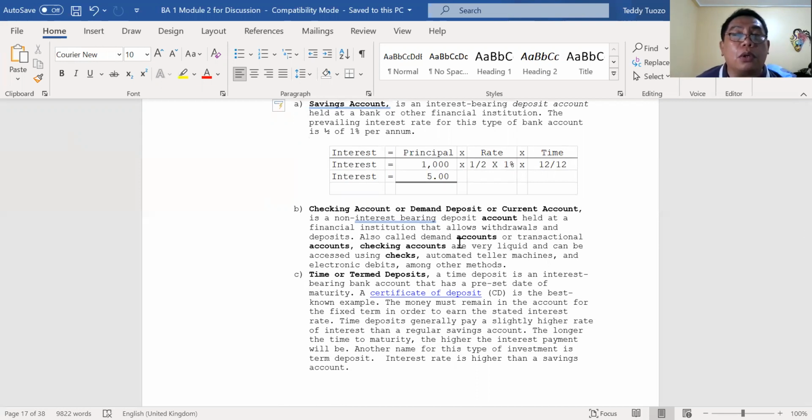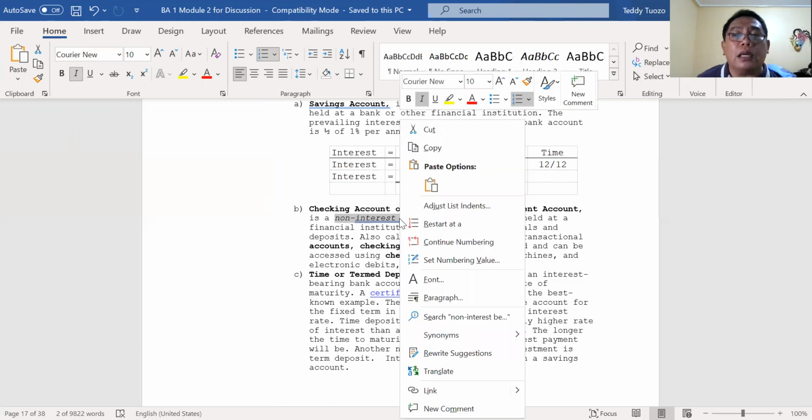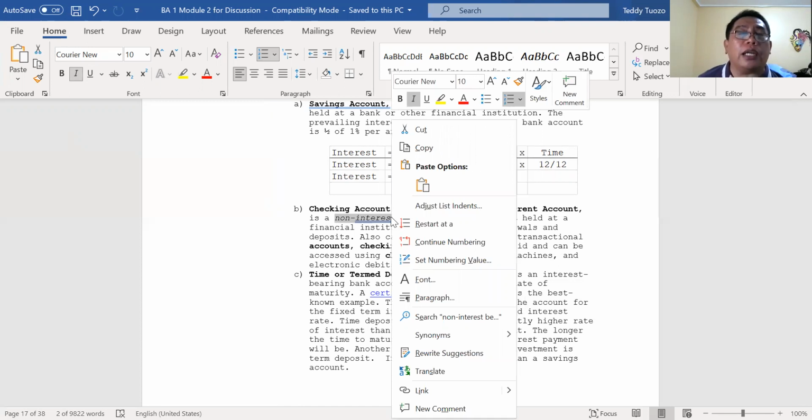Otherwise, you will not be allowed to withdraw using a withdrawal slip, because you need to issue a check in order to withdraw funds from this type of account. This is a non-interest bearing account. You have to take note that this is a non-interest bearing account. But of course, as I've said, there are already current or checking accounts that are interest bearing.